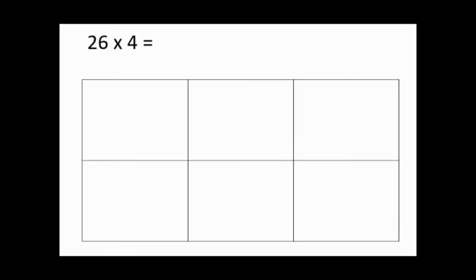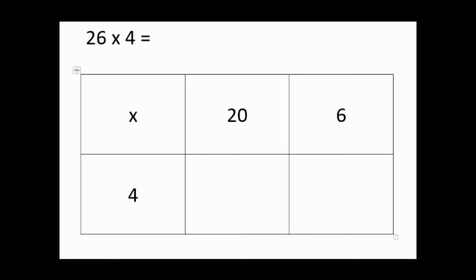Right, let's do one more example together. Well, we're going to, whether you'd like to or not. So the example is 26 times 4. So write the sum and draw your grid. Then partition your numbers. Pause the video to give yourself time to do this. So your grid should look like this. You've partitioned 26 into 20 and 6. The multiplication sign goes in the top corner, and then underneath it goes the number you're multiplying by, so by 4. Now pause the video while you work out the answers to these multiplications.